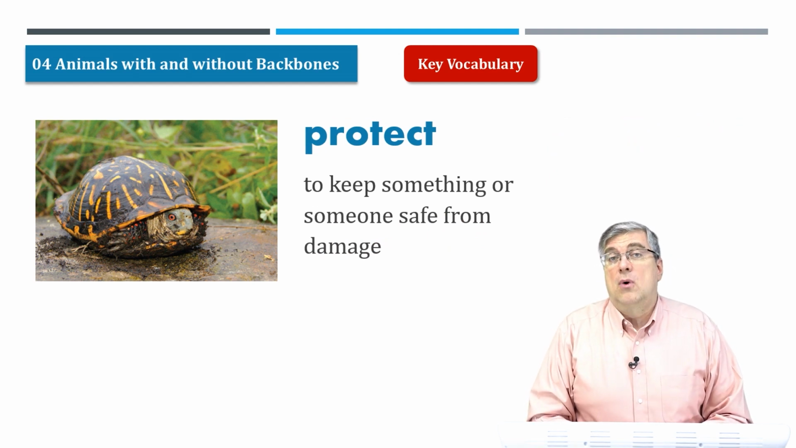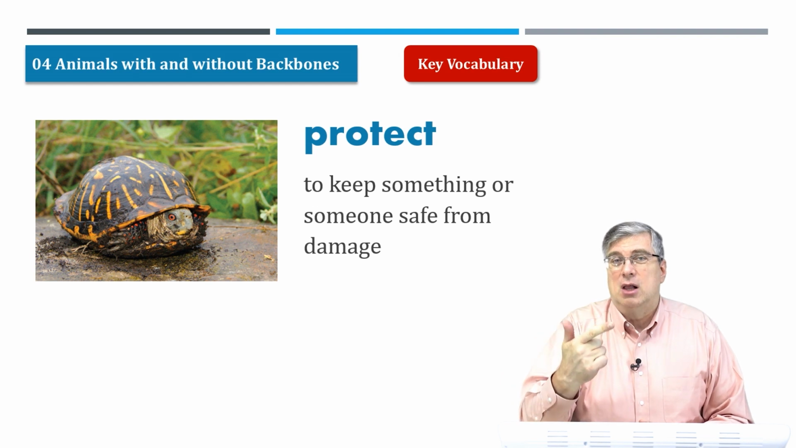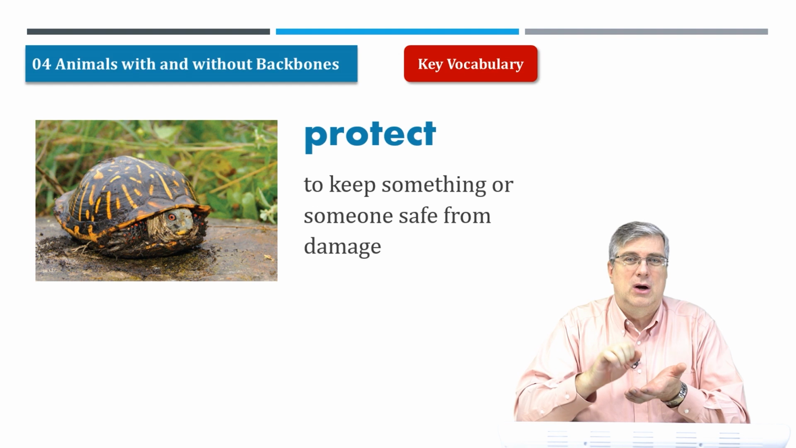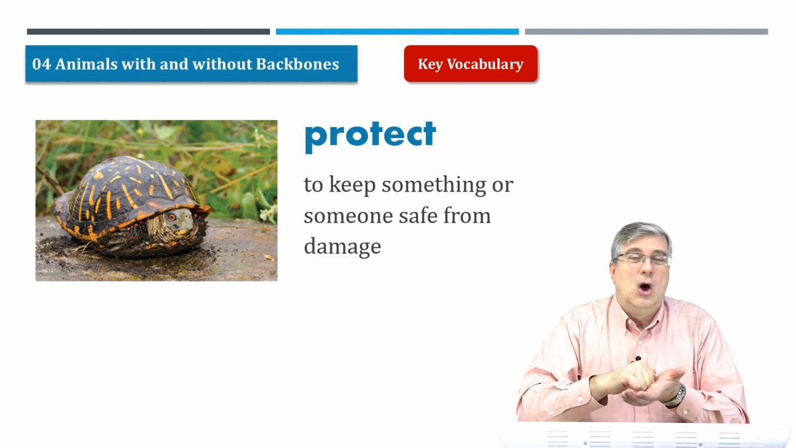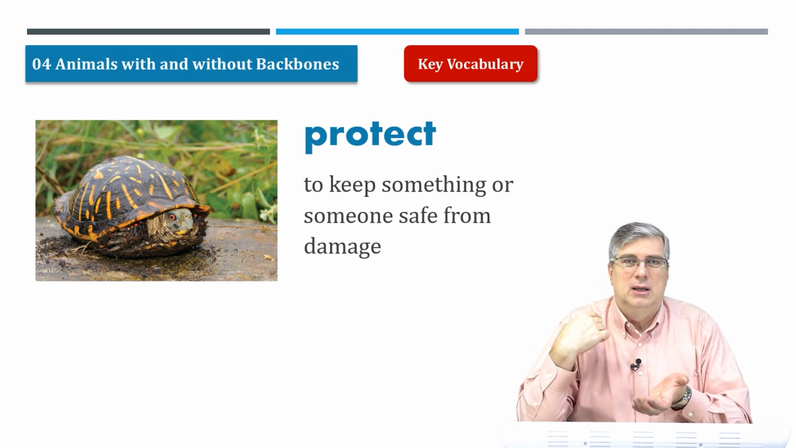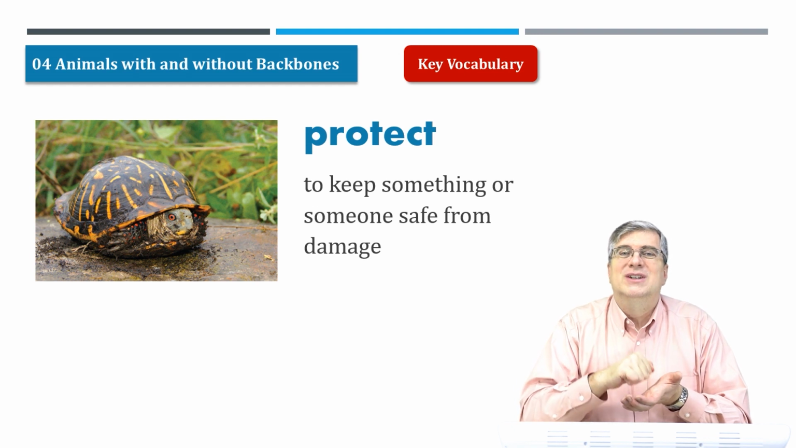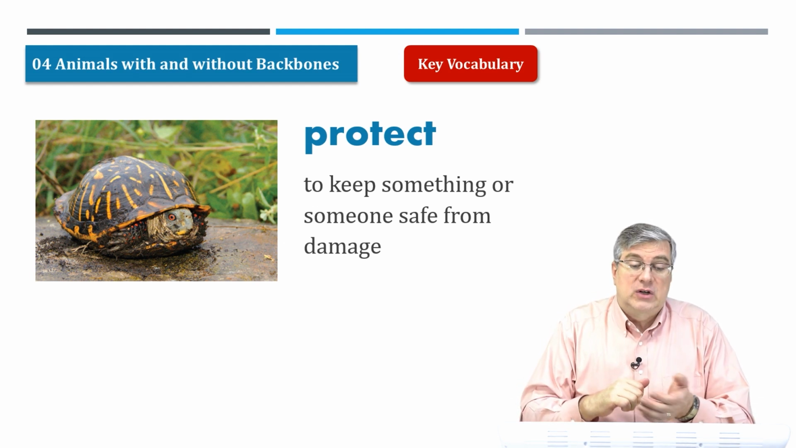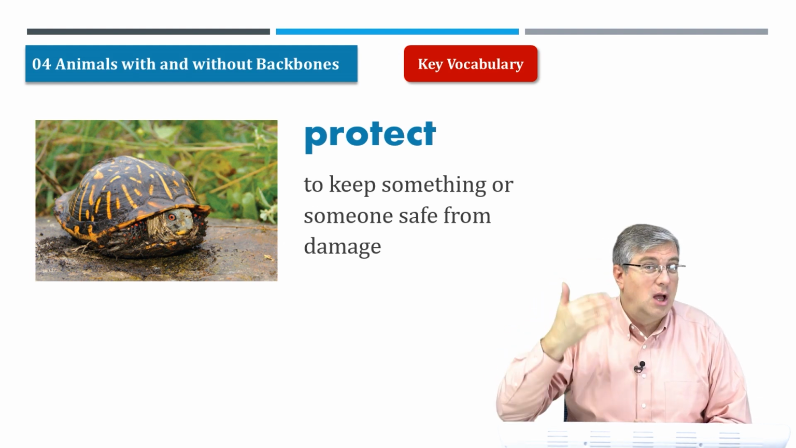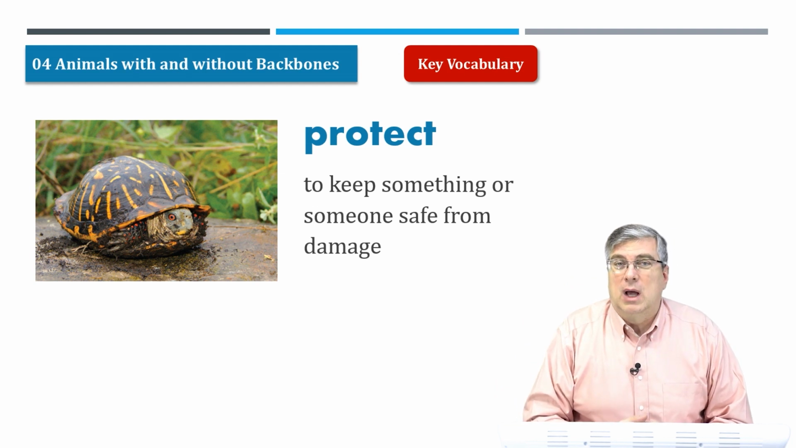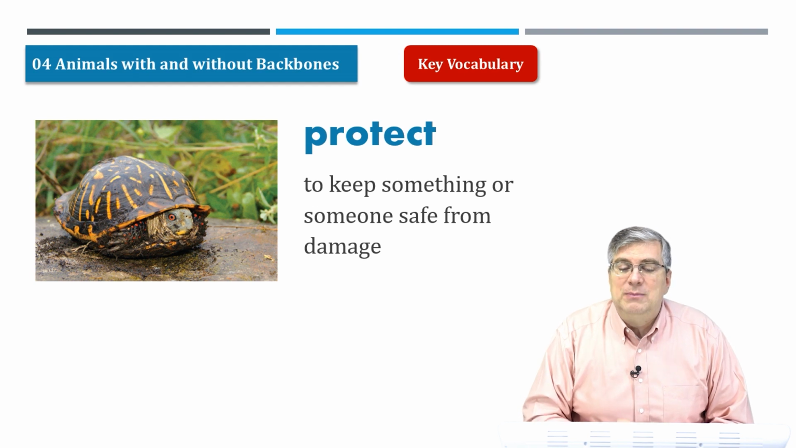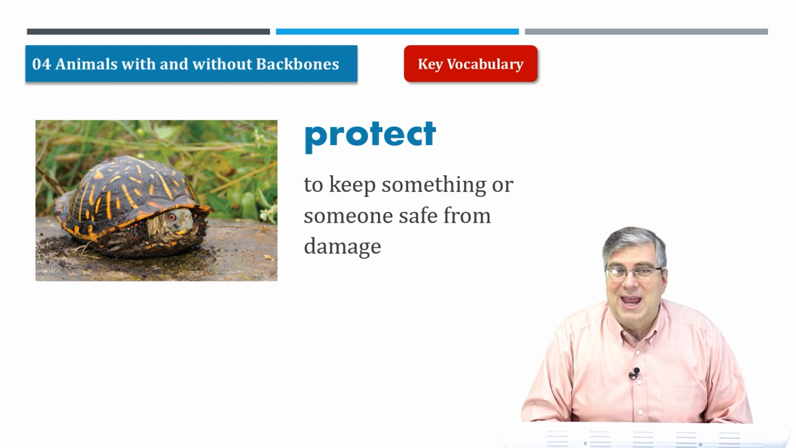Okay, our next word is to protect. Now we saw before covering and shell. Those are hard surfaces. Well, covering doesn't have to be hard, but a shell is a hard surface. Why do crabs have a shell? Because they want to be protected. They want to protect themselves from other animals. Turtles also have a shell on their back because they want to be protected. The shell protects them. It keeps them safe from damage.